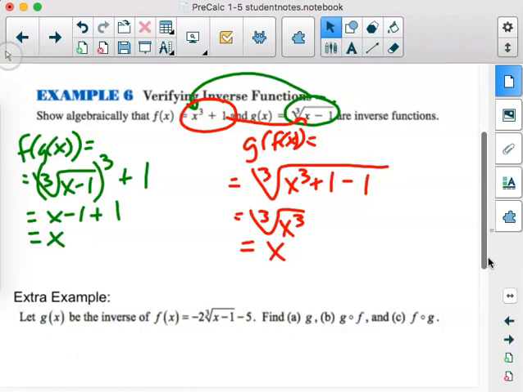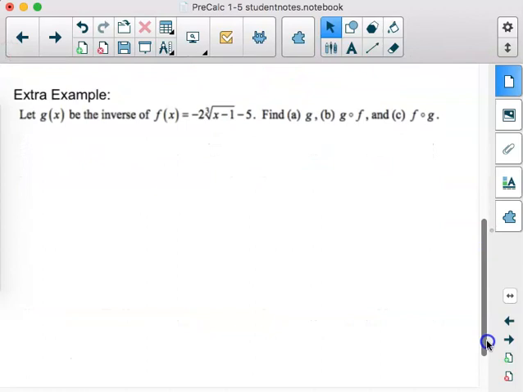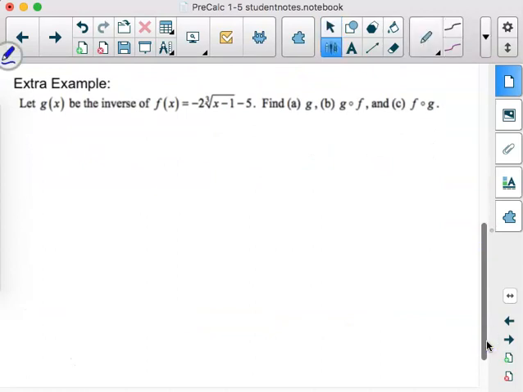This next one, a little more complicated. So, our extra example says, let g of x be the inverse. Now, I'm going to underline that because remember, that's step 2.5: you give it a new name, and I don't want to forget that. So here it is, and it's a pretty complicated looking cube root graph there. And it says for a, let's just figure out what g of x is. All right, well, g of x is the inverse. So I'm going to write this with a y in it. And then I'm going to follow those 2 basic steps. Switch the x and the y.